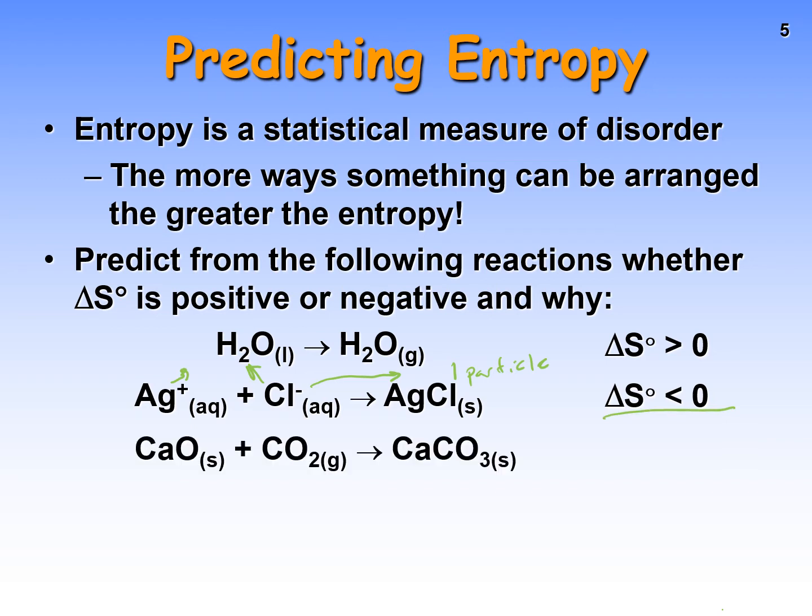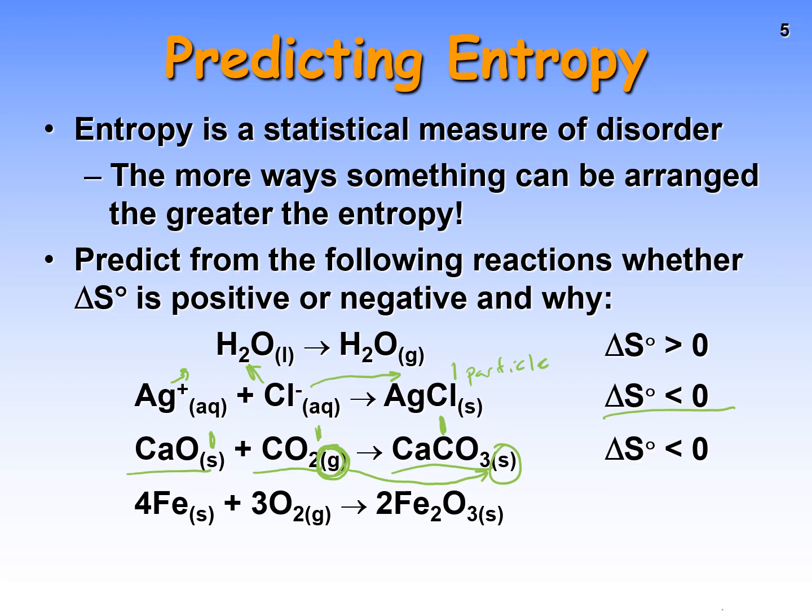Let's do a couple more examples. In this case, we have calcium oxide reacting with CO2 gas going to calcium carbonate. This reaction is going to definitely have a negative delta S naught, for two reasons. One, we are going from two things, two reactants going to one product. But also, we're going from a gas to a solid. This is going to have a very large negative delta S naught for our reaction.